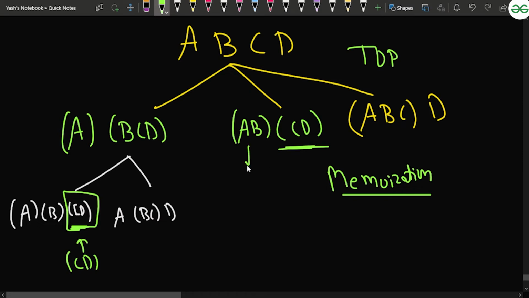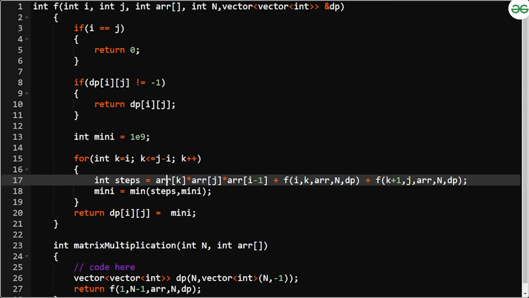Like for this case, there will be a left part that we have already calculated. Then there would be a right part plus the dimension. So suppose A cross B is one dimension and B cross C is the other dimension. So plus left plus right plus A into B into C. Okay, that will be our overall cost. So we will see that.